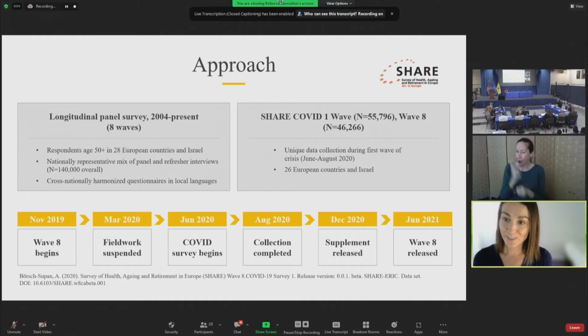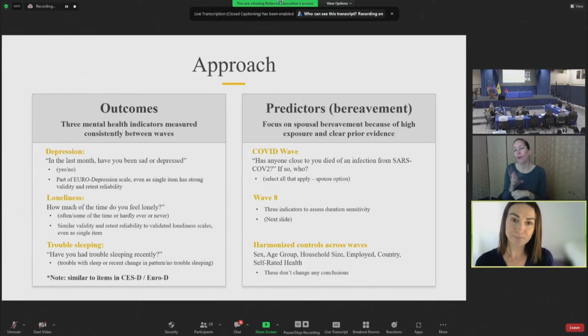And so what we do is we serendipitously make use of the fact that this SHARE data, which is a multi-country survey of older adults, had its data collection disrupted by the COVID-19 pandemic. And so what we're able to do is take data on older adults that had just been collected immediately prior to the pandemic, and we compare it to data that was collected in the first 3 months of the pandemic. And so this allows us to compare specifically COVID-19 widows and widowers to pre-pandemic widows and widowers. Next slide, please. And so here we're just looking at self-reported outcomes of mental health, how older adults are doing in terms of their depression and their loneliness and their sleeping patterns. And again, this allows us to compare COVID widows and widowers to those who were widowed immediately prior to the pandemic.